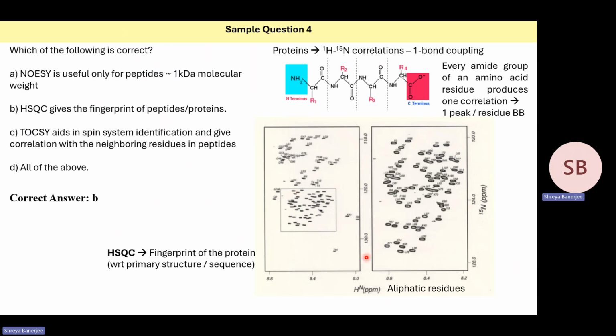So from the HSQC, you can find out the primary structure of the protein. That is, what are the amino acids present in the protein. So each protein will have a different HSQC. And so HSQC is often said to give the fingerprint of the peptide or protein. That is option B.